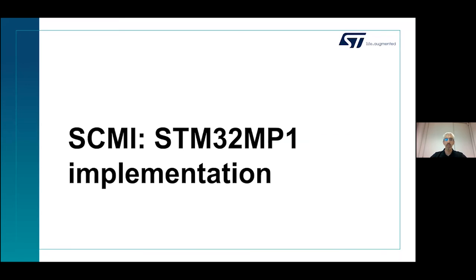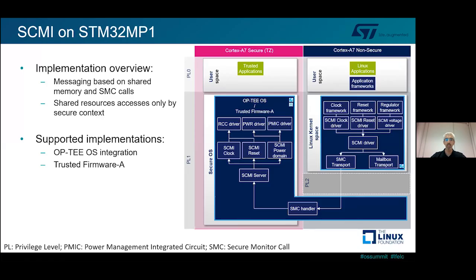So let's go deeper now on the STM32MP1 implementation. This is our implementation for the STM32MP1. I've only represented the Cortex-A7 split between TrustZone, so the secure part, and the non-secure part. Just keep in mind that we have a Cortex-M4 running as another coprocessor, which is not represented here. The base implementation is using the SCMI based on shared memory and SMC calls. As you see, the shared resources are only accessed by the secure context. The supported implementations are using an OP-TEE OS integration or using the trusted firmware BL32, which is a little monitor.